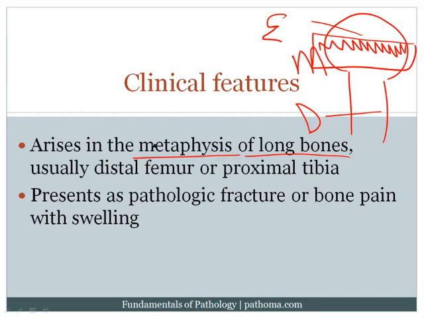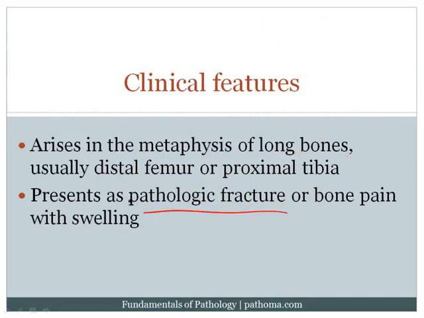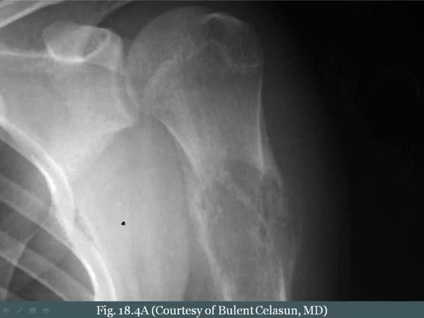Now, it'll usually occur in a long bone, classically the distal femur or the proximal tibia, so around the region of the knee. It can present as pathologic fracture, which basically means that the tumor weakens the bone, which then makes the bone susceptible to fracture, i.e. the fracture occurs because there's some sort of pathology underlying in the bone. Or it can present with bone pain with swelling. In either case, an X-ray would be performed, and this is the classic finding that would be seen on X-ray.